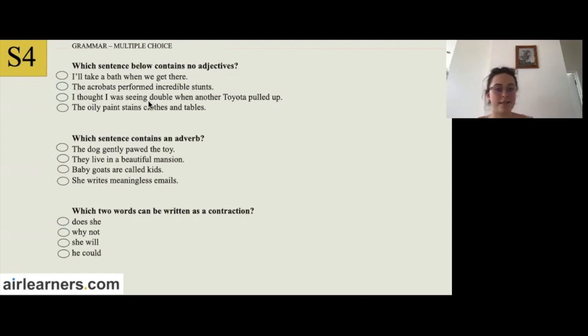I thought I was seeing double when another Toyota pulled up. So this is a bit of a difficult one because you can't say it's an adjective straight away. But seeing double is actually an adjective because you're describing how you're seeing. And remember, an adjective is a descriptive word. The oily paint stains clothes and tables. So oily is telling you what the paint is. And so there's the adjective there. So it's the first option.